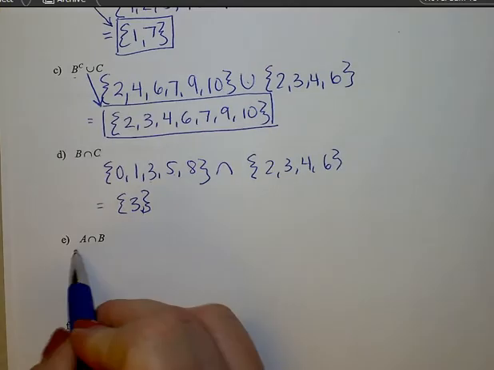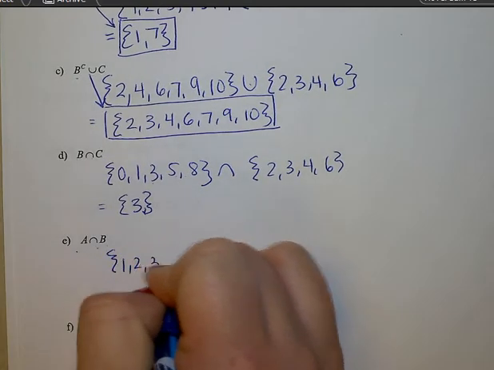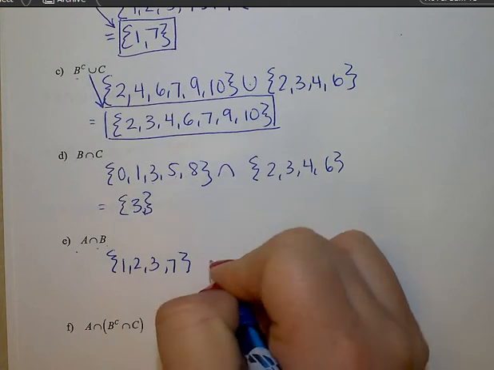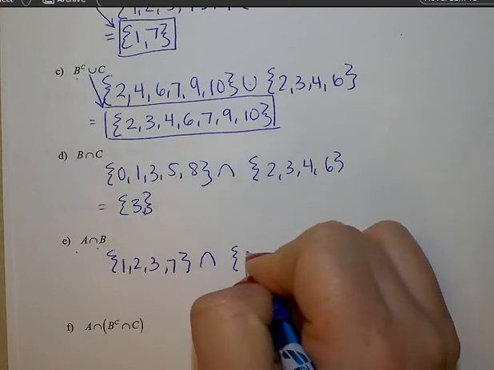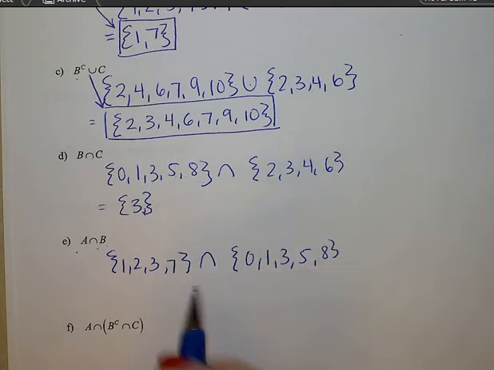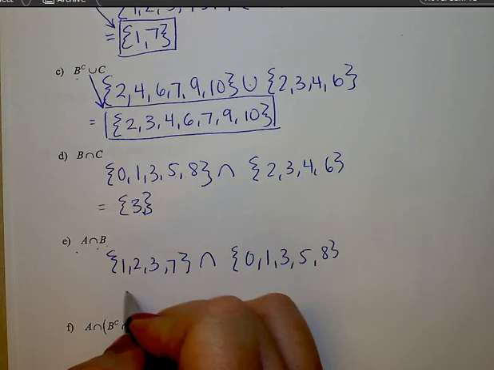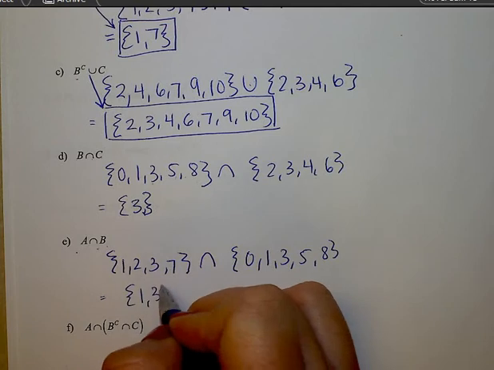A intersect B. Writing down A and writing down B. Okay, what do they have in common? They have a 1, not a 2, they have a 3, and not a 7.